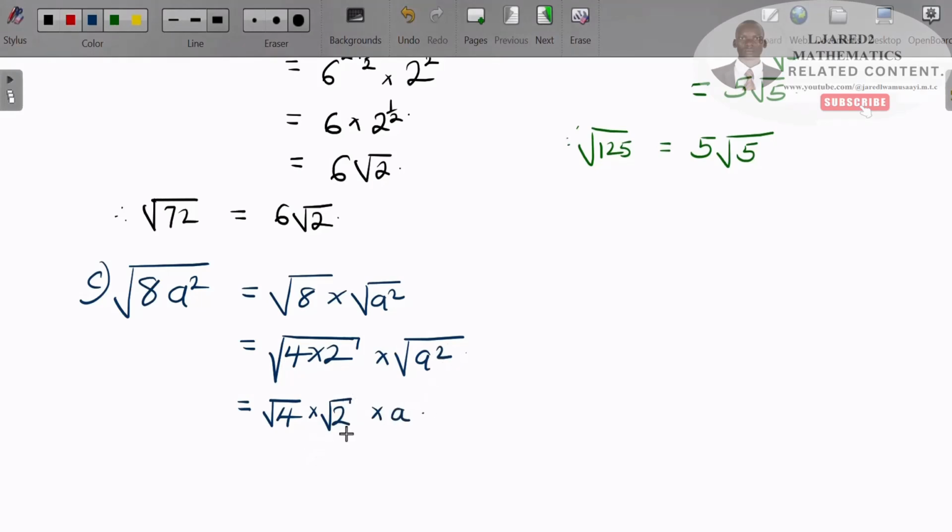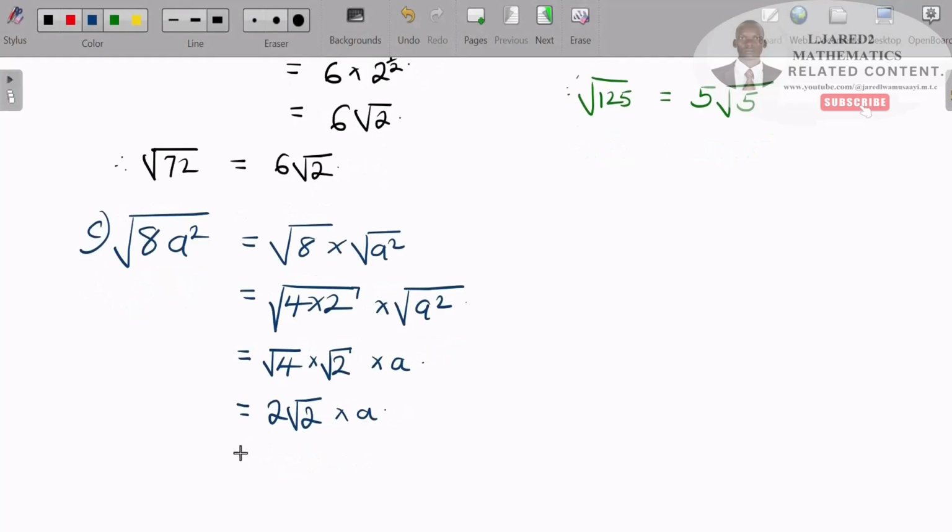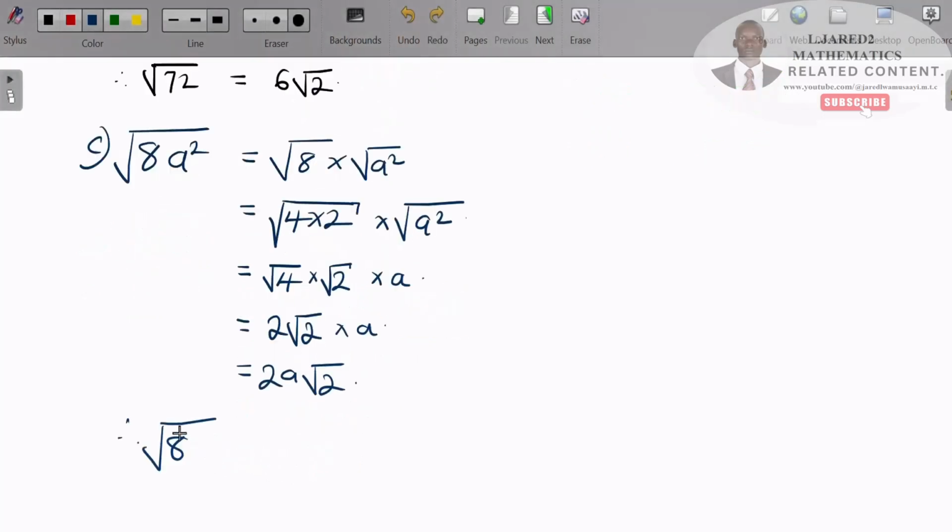And here we have to be keen, don't make this a enter here. So this is the same as the square root of 4. Since 4 is a square number, its square root is 2. Square root of 2 multiplied by a. As we simplify further, this is the same as having 2a root 2. Therefore the square root of 8a squared is the same as having 2a root 2. So this becomes our response.